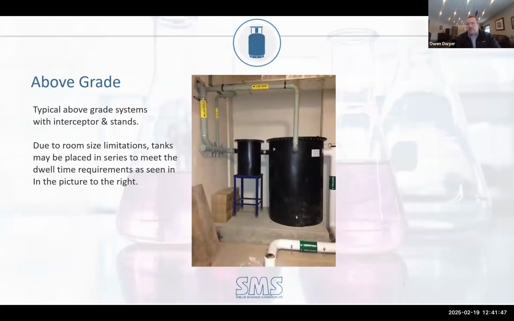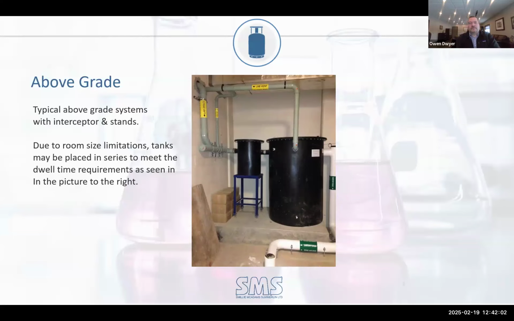So you have a few options. You have above grade or below grade. This is a typical system. You can see a lot of these pictures show a smaller tank upstream of the larger neutralizer, and I'll explain why that is important shortly.